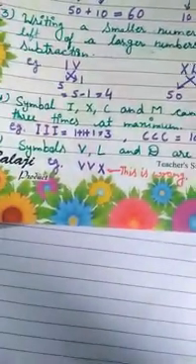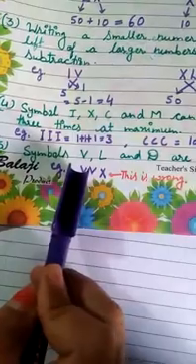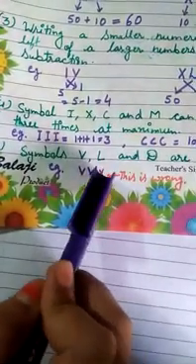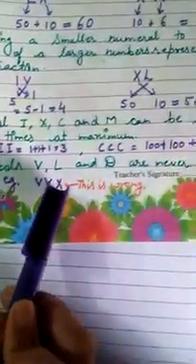For example, if I am writing this number VVX, V means 5 and X is 10. 5 plus 5 is 10, 10 plus 10 is 20. But this is a wrong way. We will not repeat the symbol V.